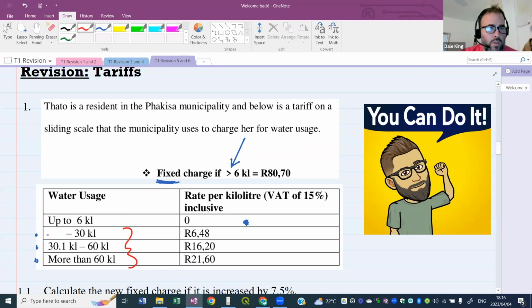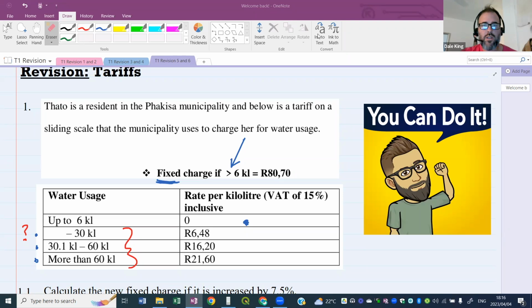Now, I had a question mark over here on the left-hand side because there is a value missing in this row. Can anyone tell me what is this value here with this red question mark? Because it says something up to 30 kiloliters. Can anyone tell me what should be there? What value should be there? Something up to 30 kiloliters. Okay. Sambulo, there we go. That's the one I'm looking for.